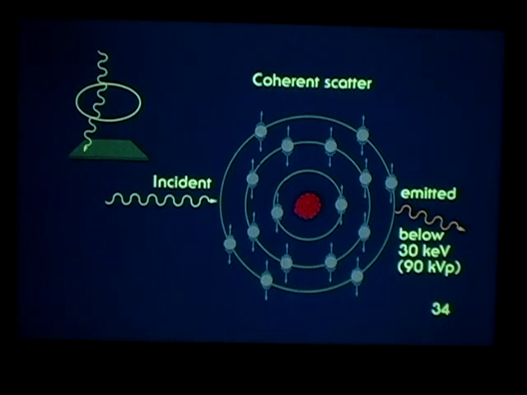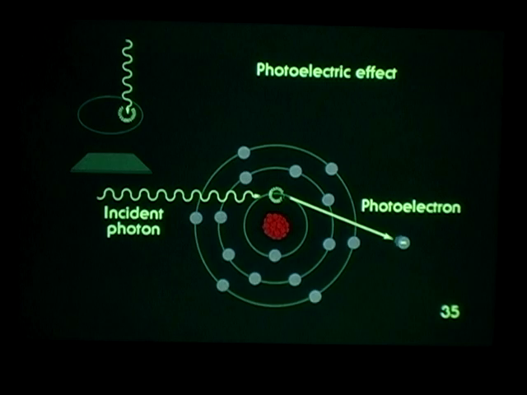At voltages below 90 kVp, a small amount of coherent scatter does occur, however, and results in degradation of the radiographic image. More likely photon interaction in the diagnostic imaging process is one that leads to complete absorption of the incident photon. This process, as shown, is called the photoelectric effect.